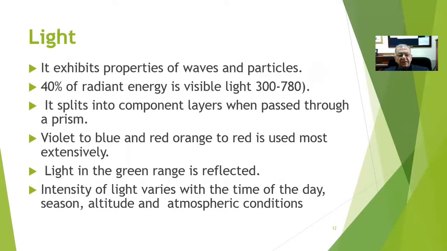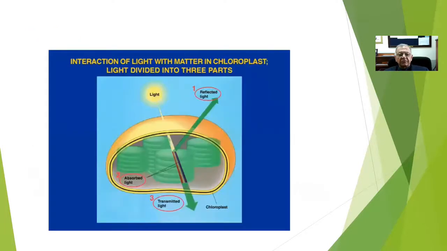Light exhibits the properties of waves and particles, and here visible light is the one that is important, and you can split this light into its component colors when it is passed through a prism. So you have to be familiar with these various wavelengths which are present in visible light. Blue and red are the ones which are absorbed, and green is the one which is reflected. The intensity of light is also important.